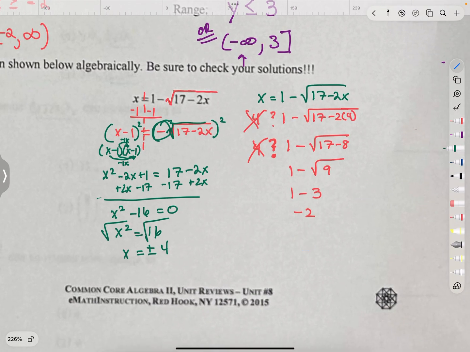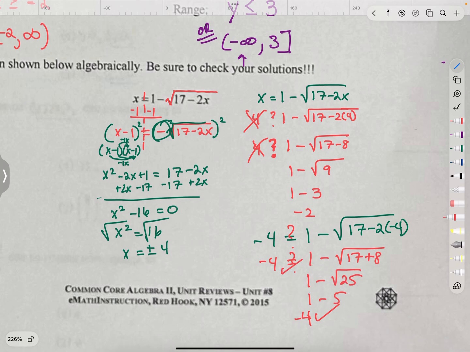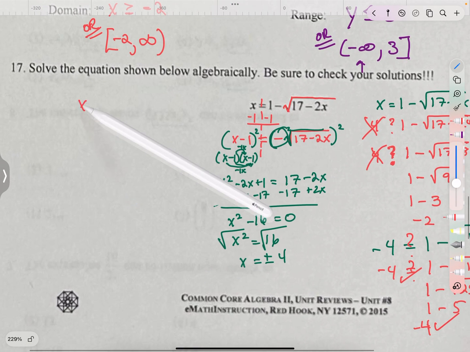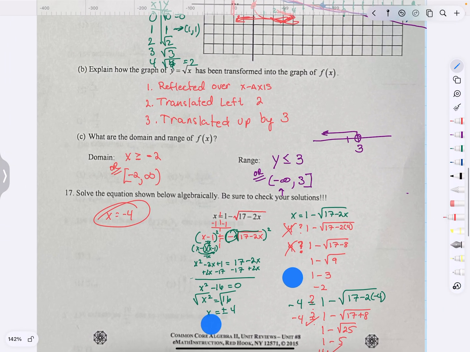Let's try my negative 4. So negative 4 equals 1 minus the square root of 17 minus 2 times negative 4. Again, not equal to until I prove it is. That's what I'm checking. So this says 1 minus the square root of 17 plus 8, which is 1 minus the square root of 25, which is 1 minus 5, which is negative 4. That one does check. So I get two solutions, but x equals negative 4 is the only one that checks. And so that is my only answer.